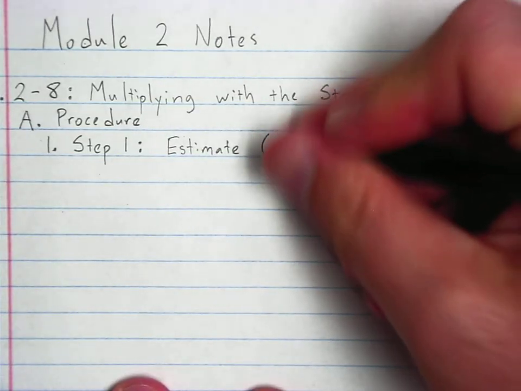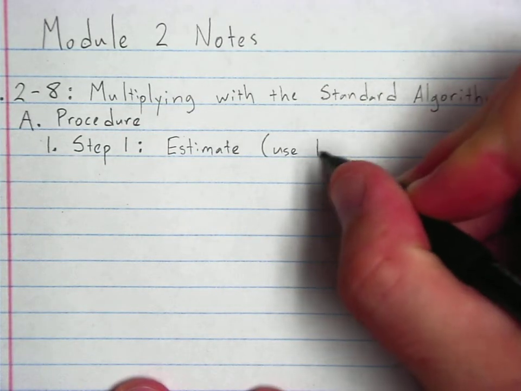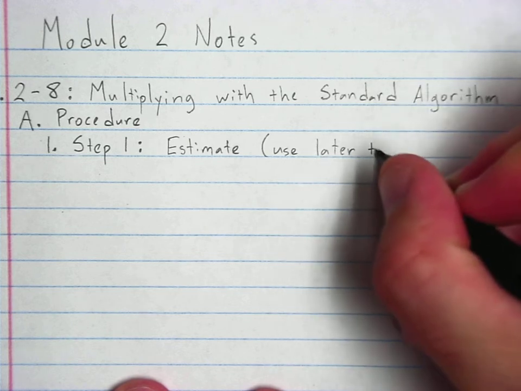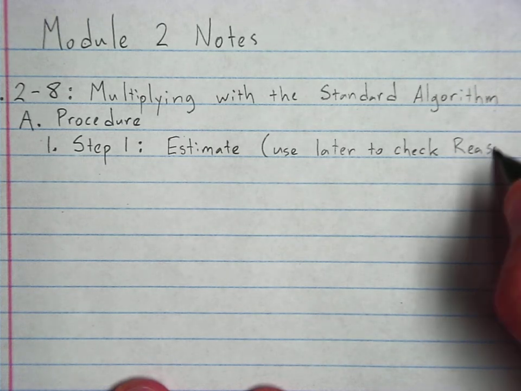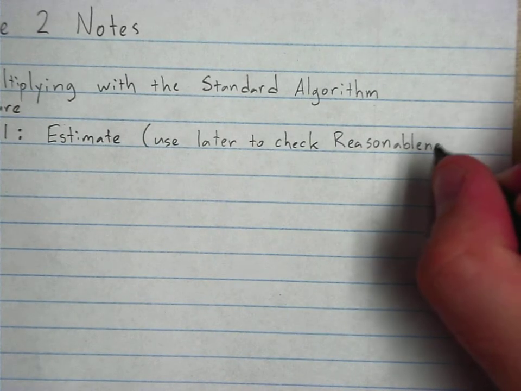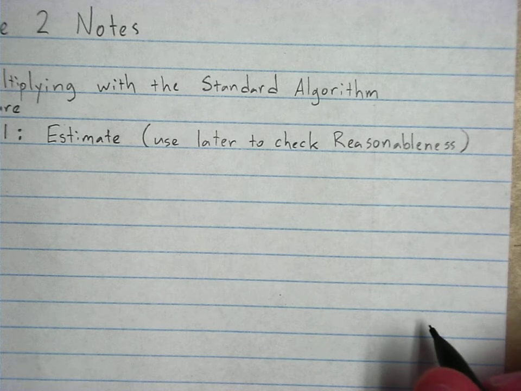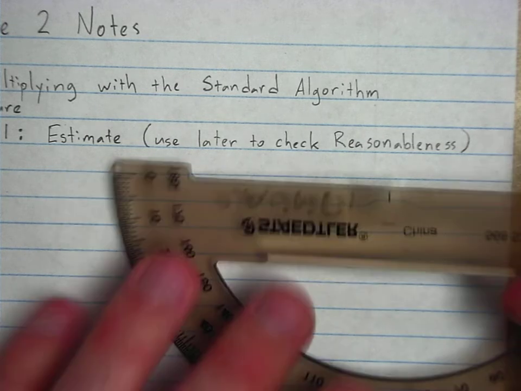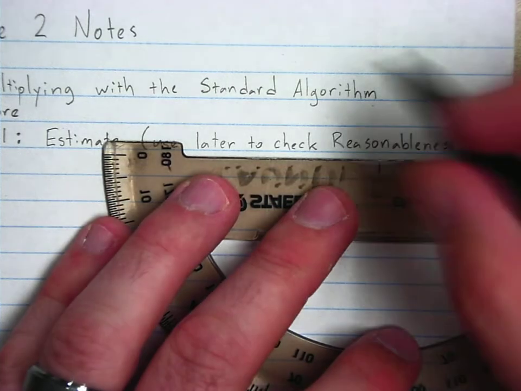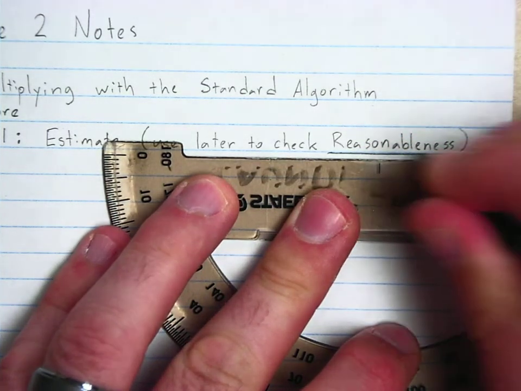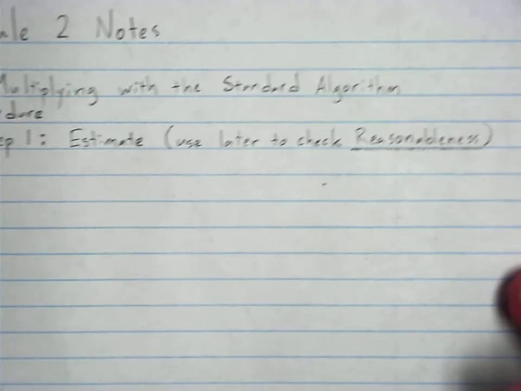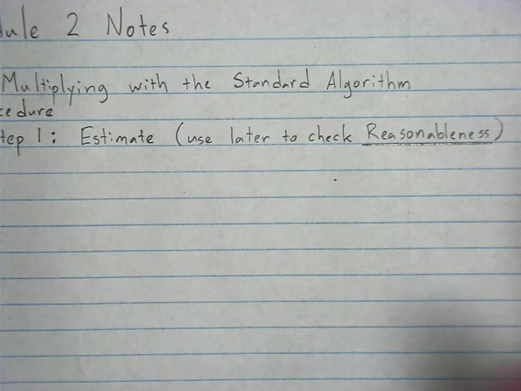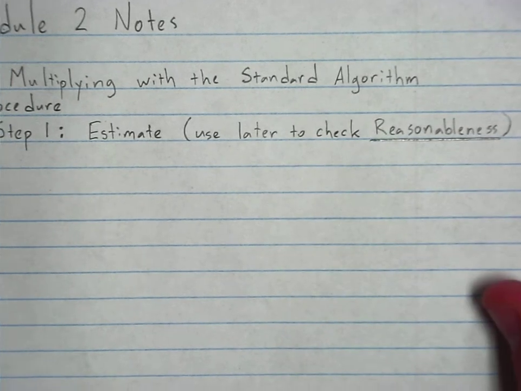Let's make sure I spell use correctly, shall we? Use later to check reasonableness. If an answer is reasonable, that means it looks like it could be right. It should be close to the estimate. Now, an estimate is not going to tell us for sure yes or no if our work is correct. But if our estimate ends up being close to what we get when we use the standard algorithm, we can feel pretty good that our answer is probably right.